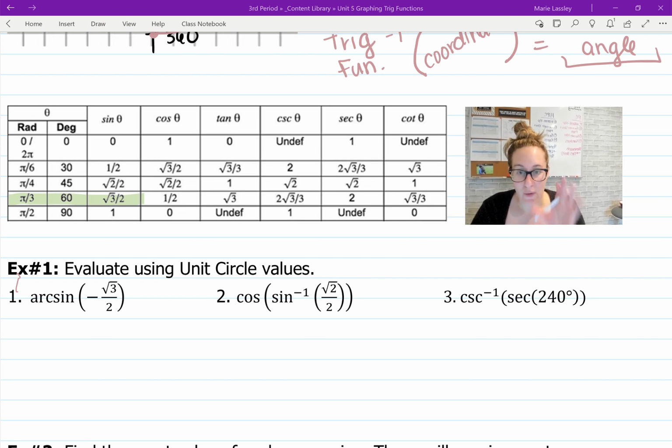Okay, so we have our 60-degree angle is square root of 3 over 2. Now the problem is it's positive. We need -square root of 3 over 2. And that's where our range that we're allowed to use, that -90 to +90, comes into play. So we can only pick values between -90 degrees and +90 degrees.